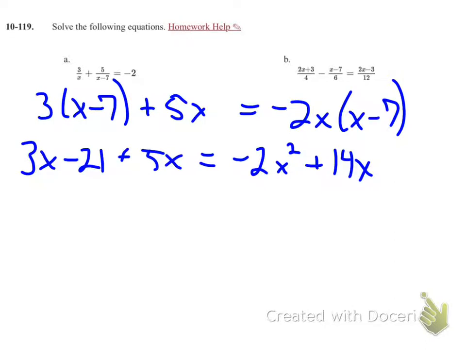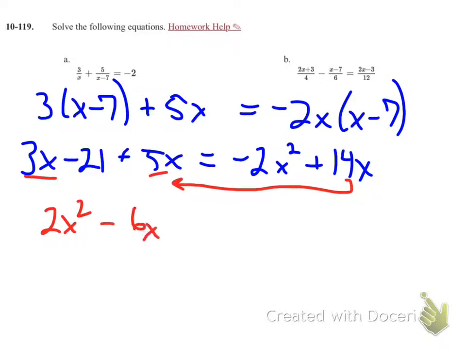So this is a quadratic. I have an x squared term. I want to get this equal to 0 to solve it, and I want to keep this positive if I can. It doesn't really matter if it's negative. I just think it's easier to solve when we have a positive leading coefficient. So I'm going to have a positive 2x squared. When I move that over to this side and combine with these, I'm going to end up getting negative 6x. And then I have a minus 21 equals 0.